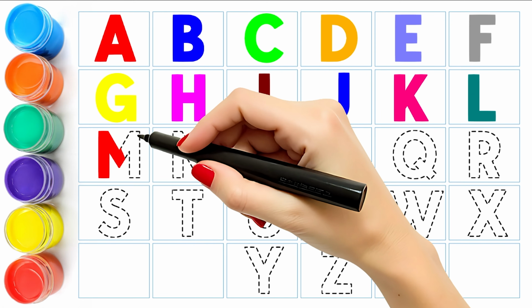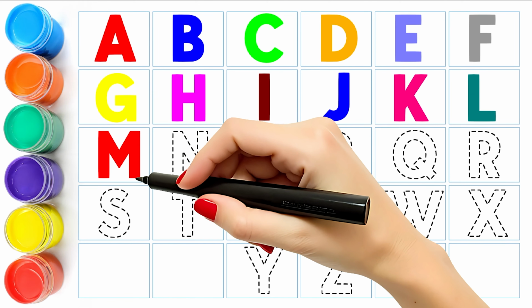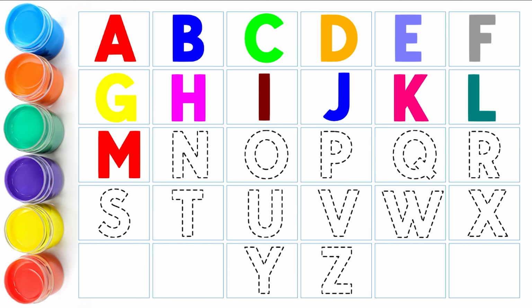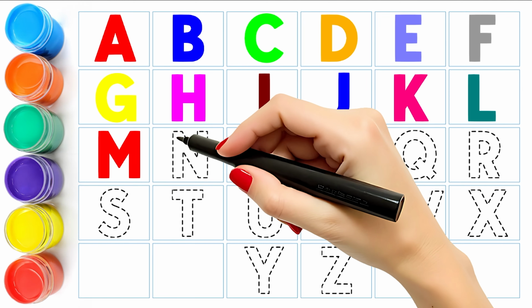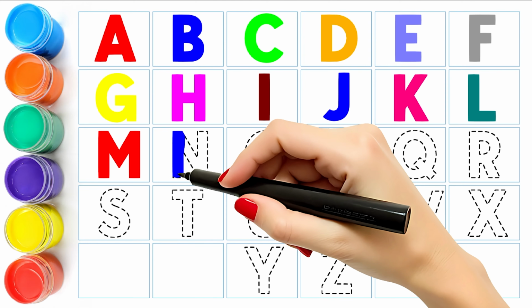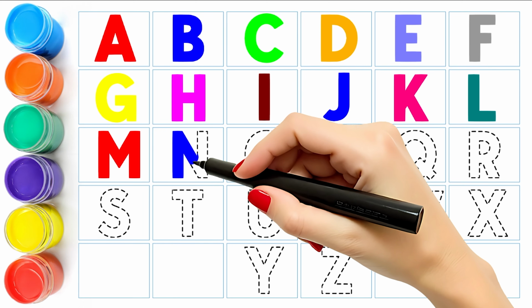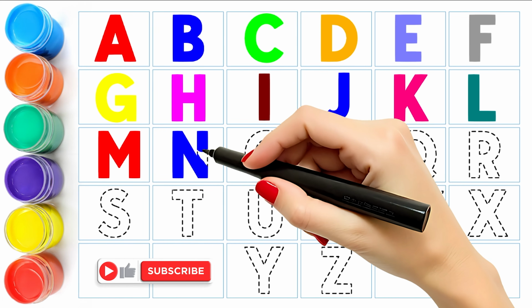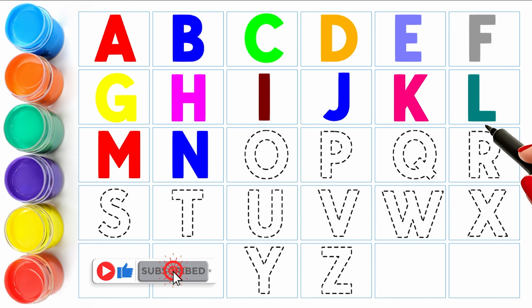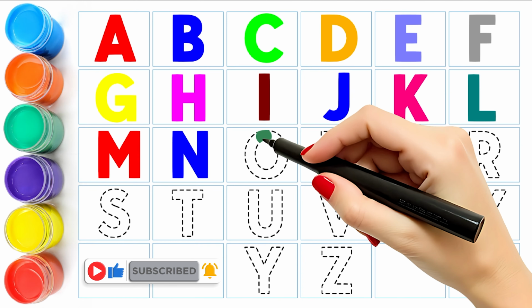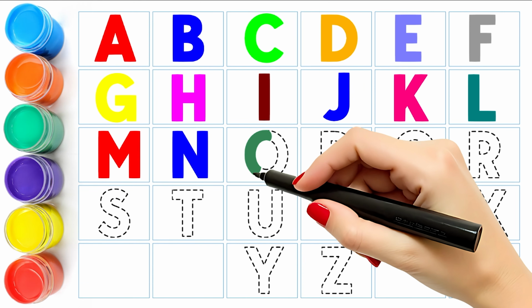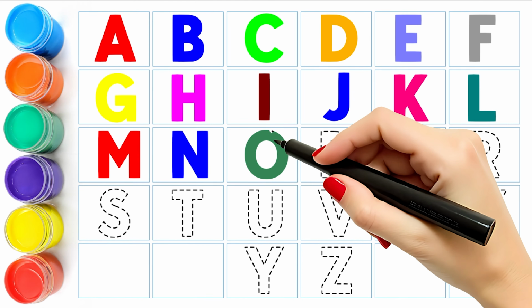M for mango. Old Macdonald had a farm, E-I-E-I-O. And on N for nose. Pig, E-I-E-I-O. With a here and a there, everywhere. Old Macdonald had a O for orange. E-I-O.